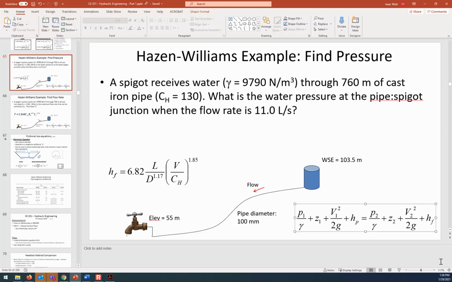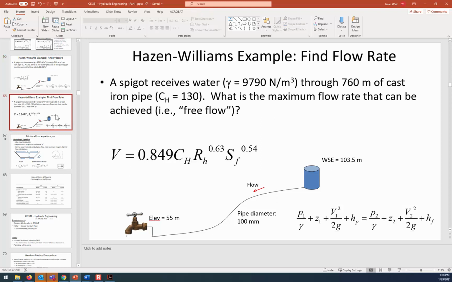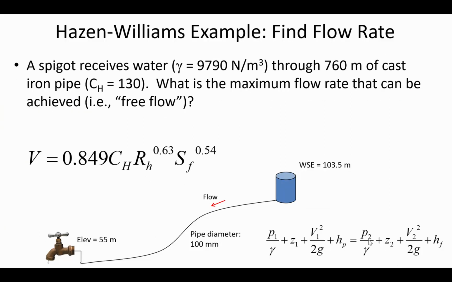All right, so a related problem, this next one says, let's find the flow rate in this case. It's still the same 103.5 meters of water surface elevation at the tank. And at the spigot, it's still 55 meters of elevation. And we want to find out what's the maximum free flow rate. Like if we opened up the valve all the way, and so in this, you're going to be using the other version of the formula, this time solving for V.